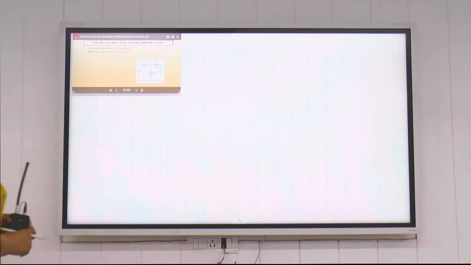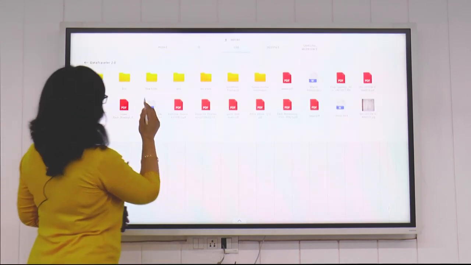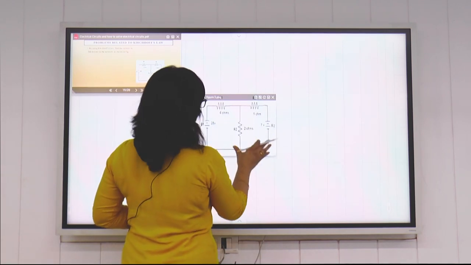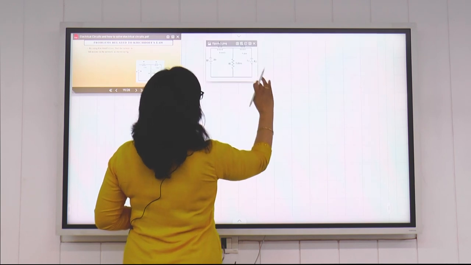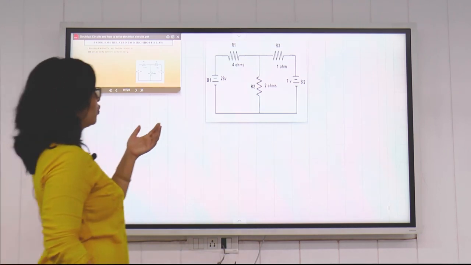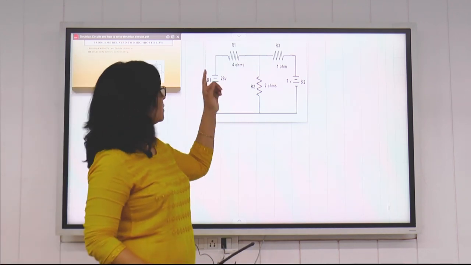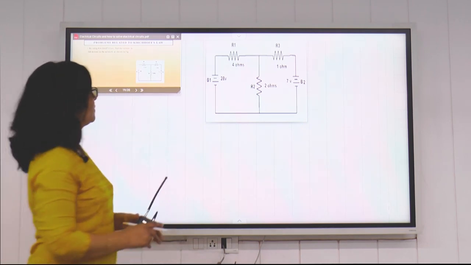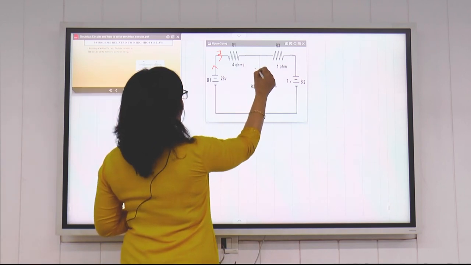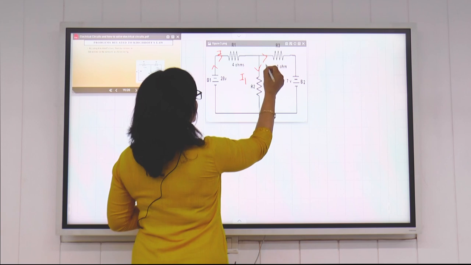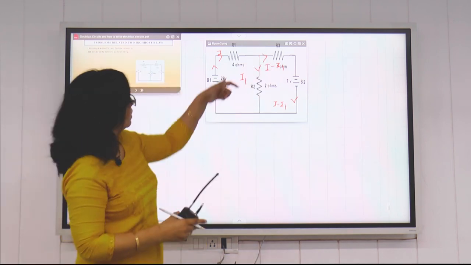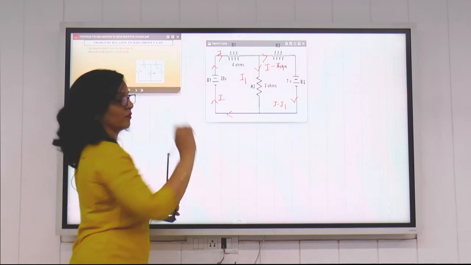The next problem is to find the current in the 2 ohm resistance using Kirchhoff's law. First, we have to distribute the current. In this scenario, we have two voltage sources. The source which has the higher potential is considered for the current distribution. Let the current I start flowing from the positive terminal of the battery. At this point, we have two currents, I1 and I minus I1. In this branch the current I1 comes, so that the current I returns to the negative terminal of the battery.